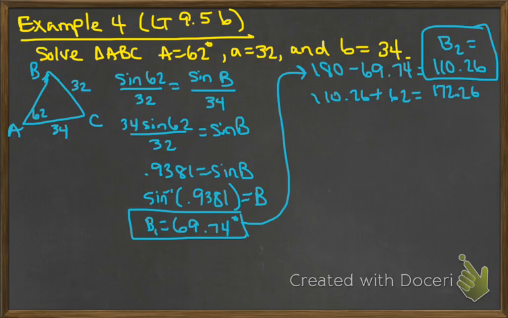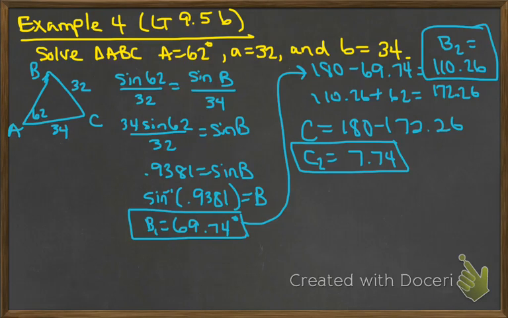So then what we got started there with the 172.26, that's going to help us find C, since we know that the two angles that are currently in the triangle add up to be the 172.26. To find the C, and that's capital C there, the C value is going to be 180 minus the 172.26, which gives us a C value, or a C2, because this is our second value, of 7.74, because that all belongs in that second triangle.